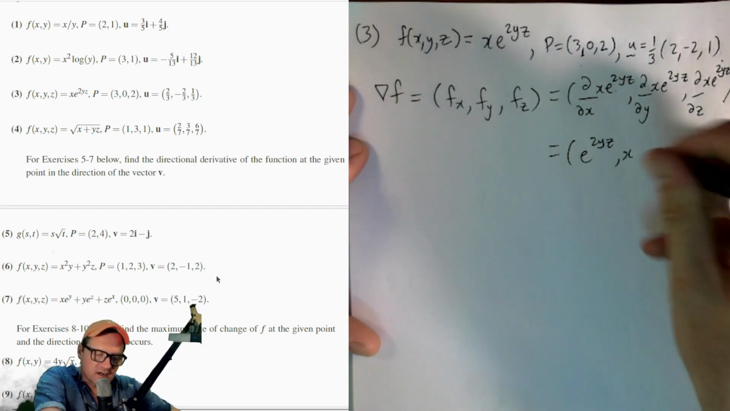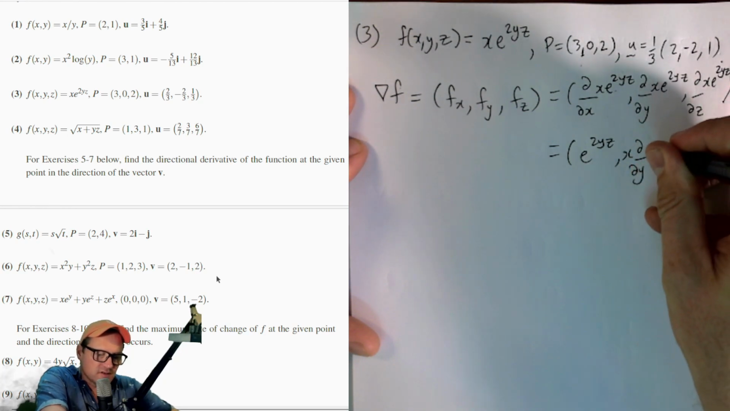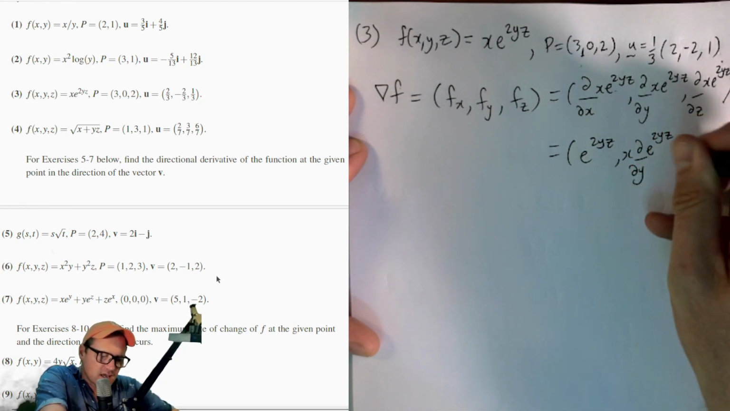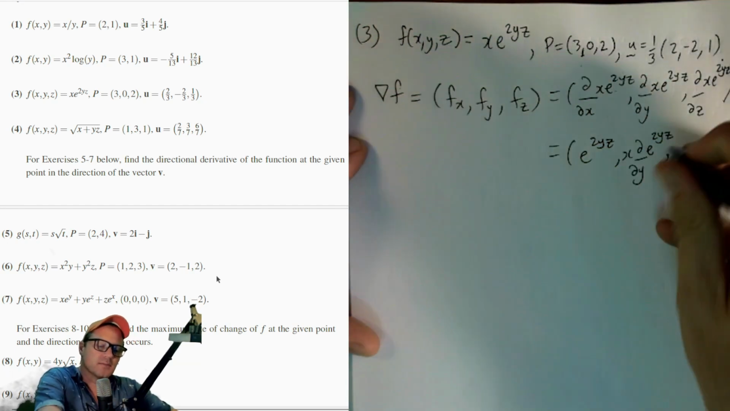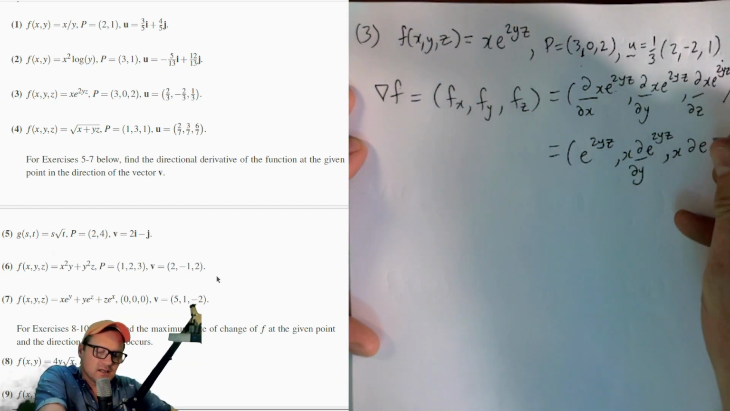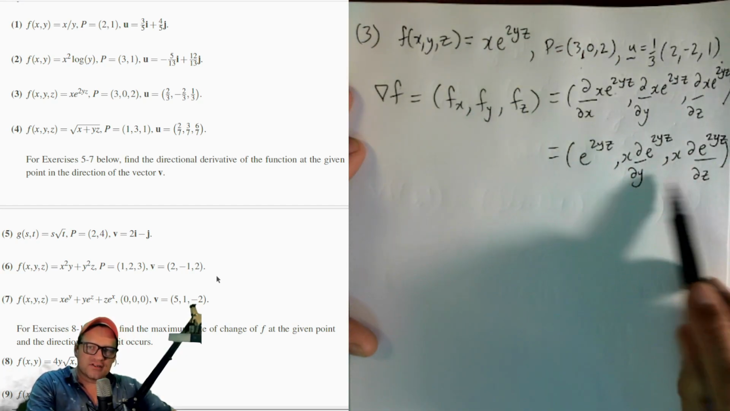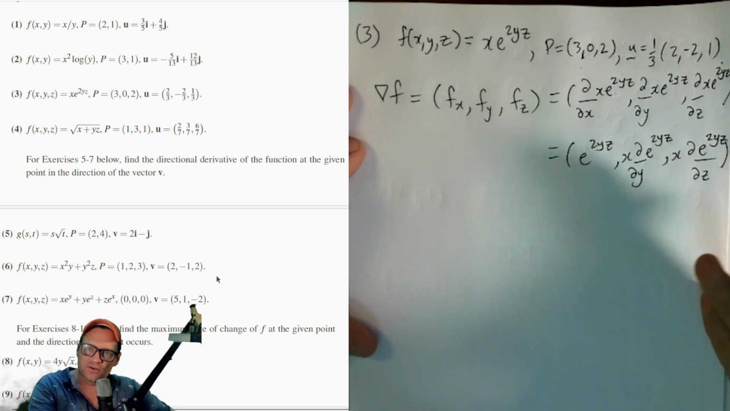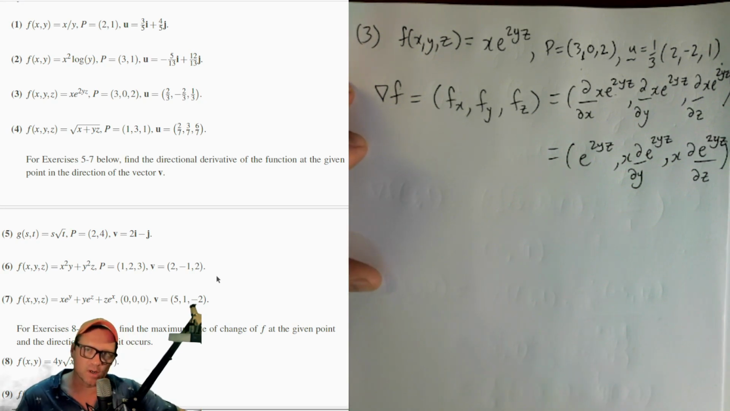So let's simplify this as x times the derivative with respect to y of e to the 2yz. And then here, same thing, the x can come through the operator, and we are differentiating e to the power of 2yz with respect to z. Now, each of these two require the chain rule. But we can do that in our heads quite easily if you're familiar with the process of differentiation. You might want to review the previous tutorial on taking partial derivatives.